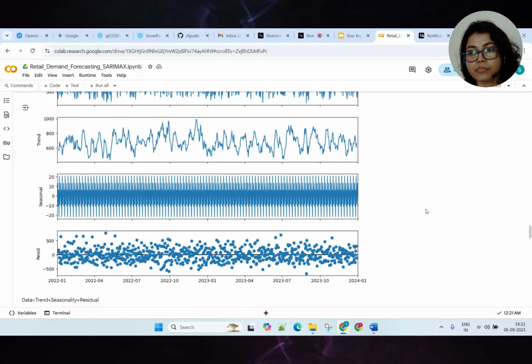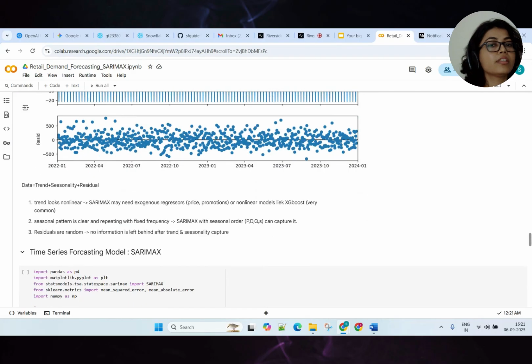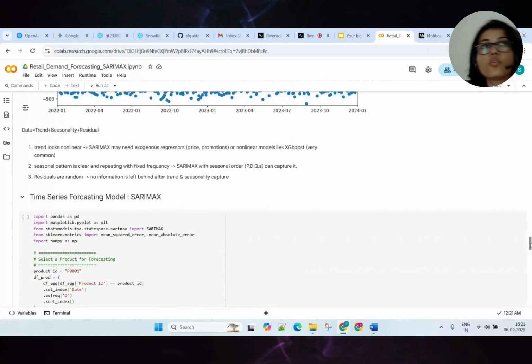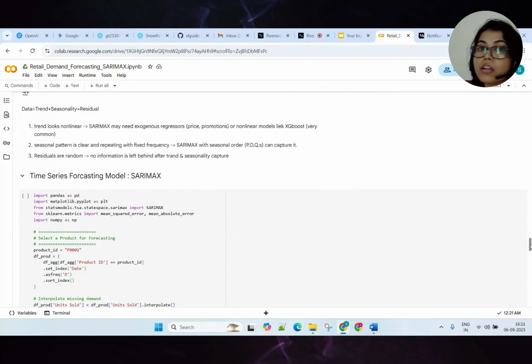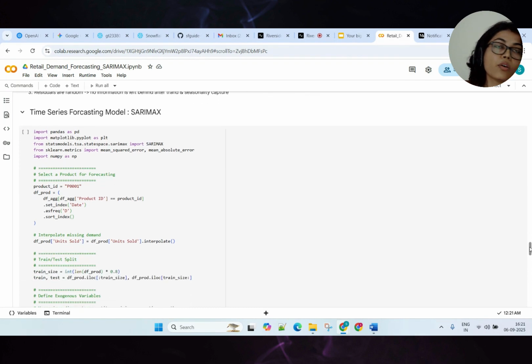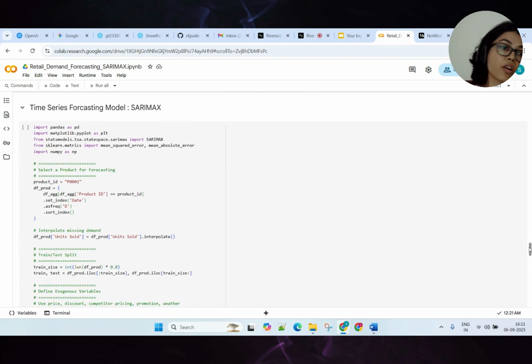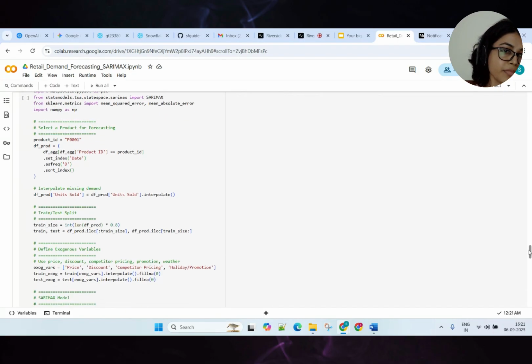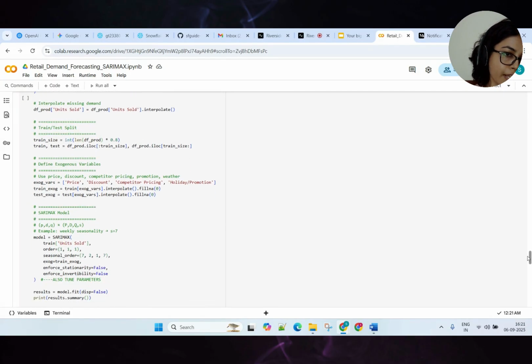Alright, so based on this analysis, I understand that we can go for a model like SARIMA or SARIMAX. I have gone with SARIMAX because this is the example I want to show you. SARIMAX will allow me to define all the trend, seasonality, and differencing components in the model. So let me show you what it looks like.